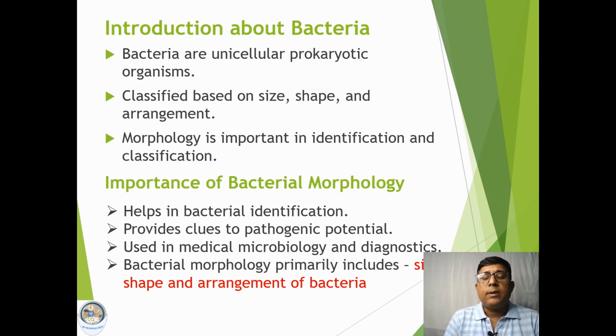When we say bacterial morphology, primarily in case of bacteria, it includes three important points. Number one is the size of the organism. Number two is the shape of the organism, and number three is the arrangement of the bacteria. So these three criteria: size, shape, and arrangement. Typically, a bacterial morphological study includes the size, shape, and the arrangement of the bacteria.